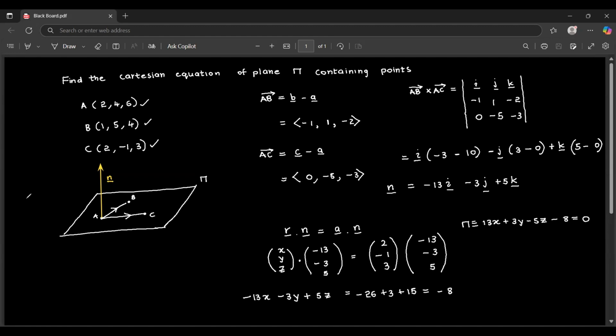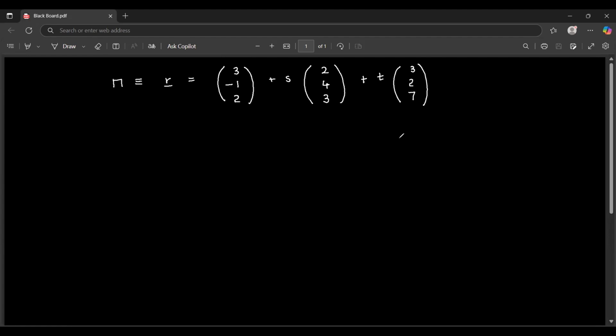Let's see, there is a question where they have given us the vector equation of the plane. We have to find the Cartesian equation of the plane from this. How can we do that? Well, first of all, if you imagine this, we can draw the plane here. Let's say the origin is somewhere here.